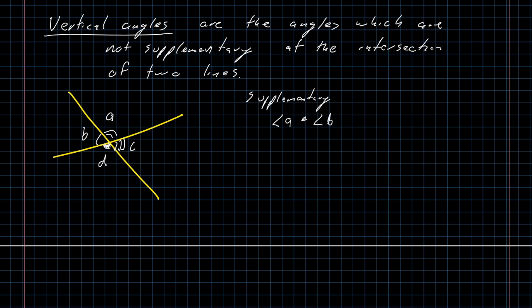Angle A and angle B together form this straight line, and so they are supplementary. Likewise, angles A and C are supplementary, angles B and D are supplementary, and angles C and D are supplementary. Each of those pairs together forms a straight line.